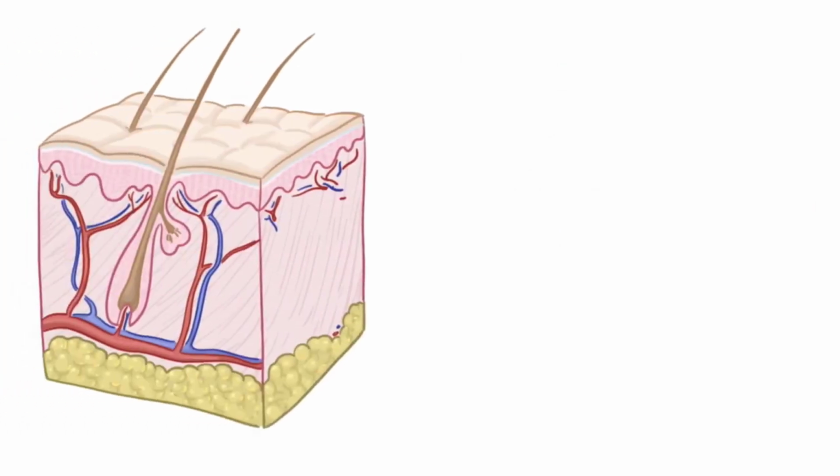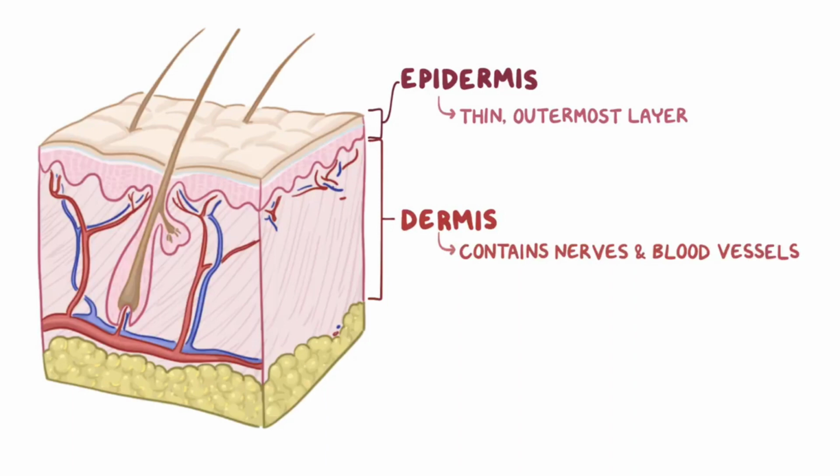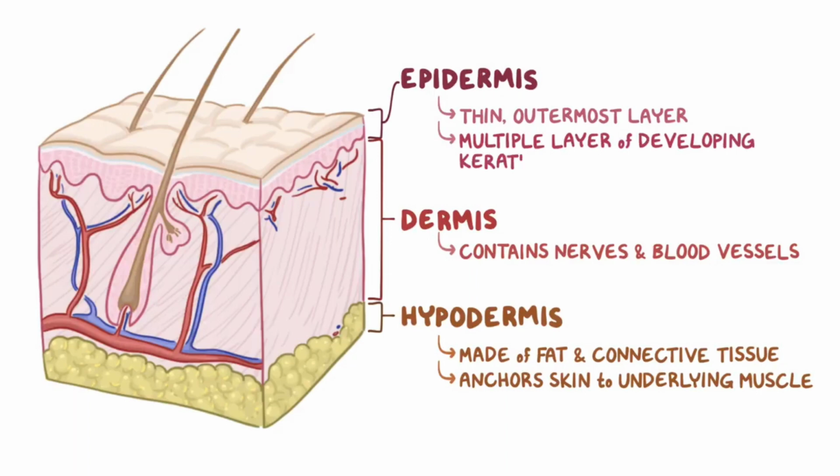Now, the skin is divided into three layers. The epidermis forms the thin outermost layer of skin. Underneath is the thicker dermis layer that contains the nerves and blood vessels. And finally, there's the hypodermis, which is made of fat and connective tissue that anchors the skin to the underlying muscle. The epidermis itself is made of multiple layers of developing keratinocytes, which are flat, pancake-shaped cells that are named for the keratin protein that they're filled with.